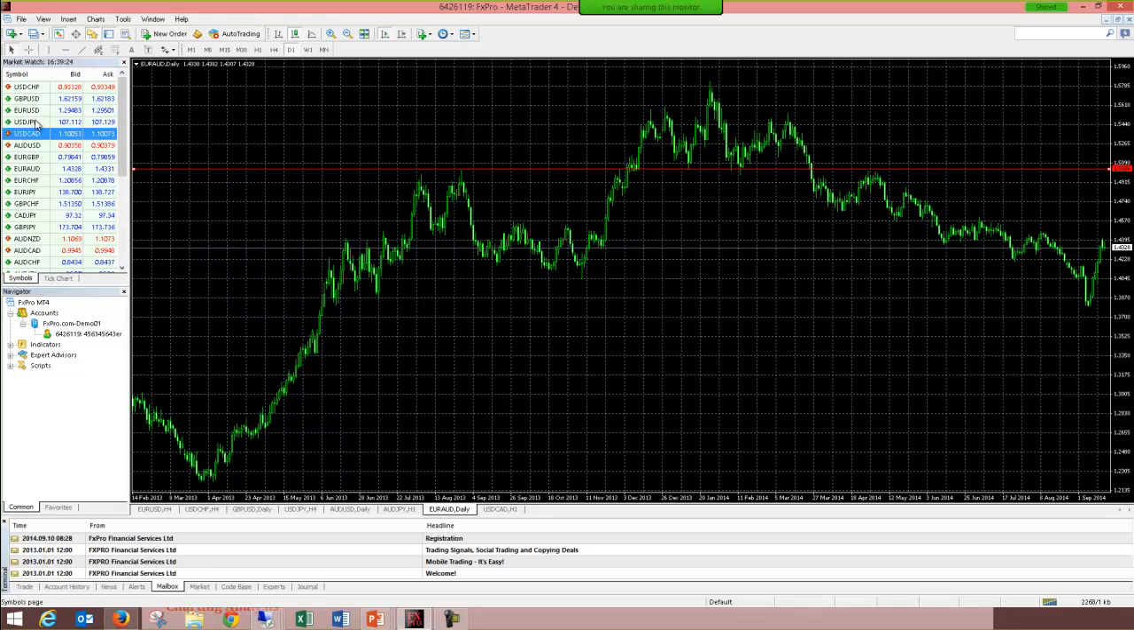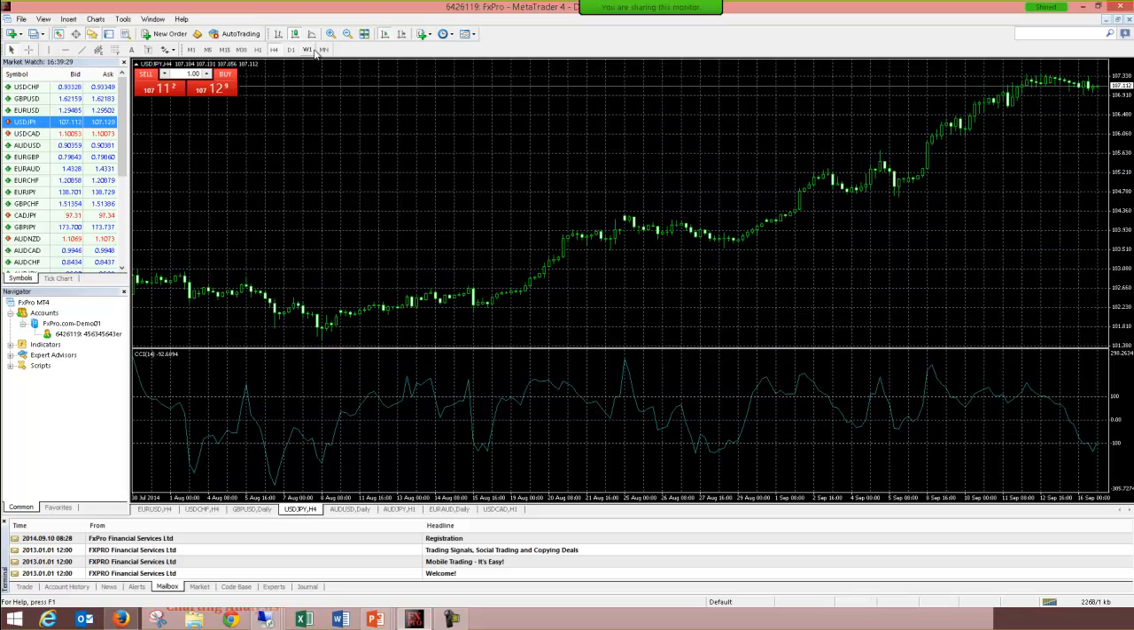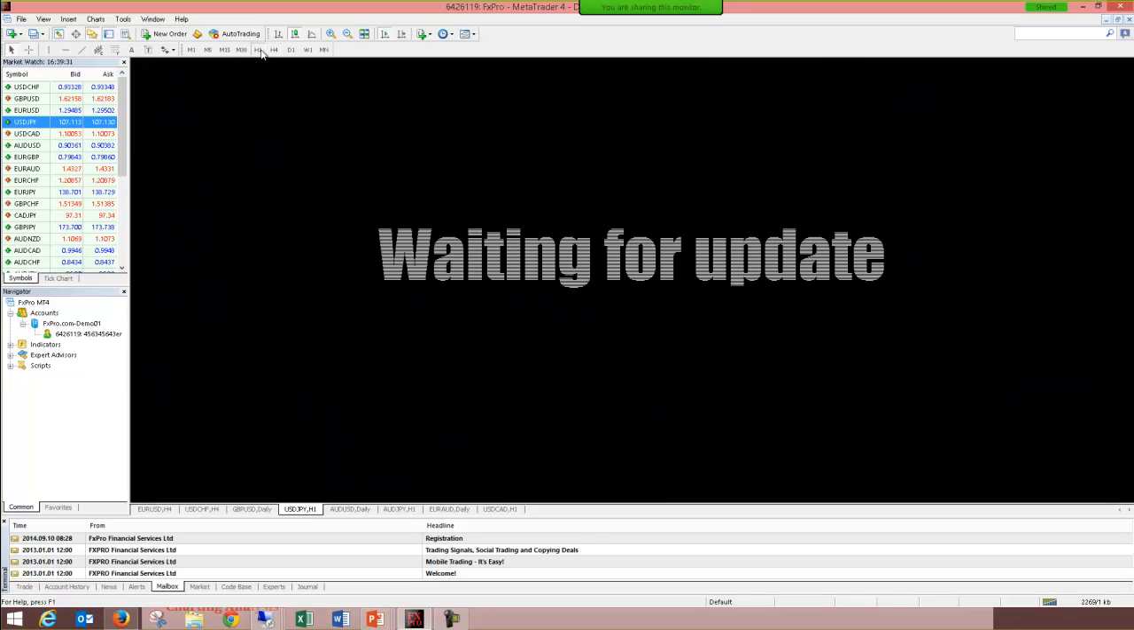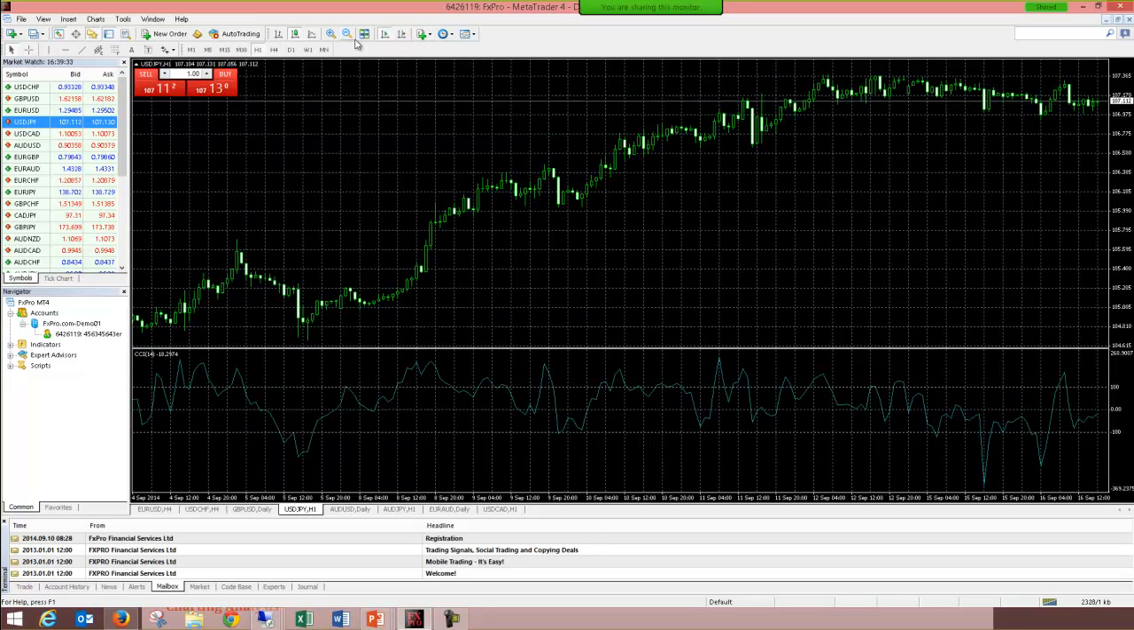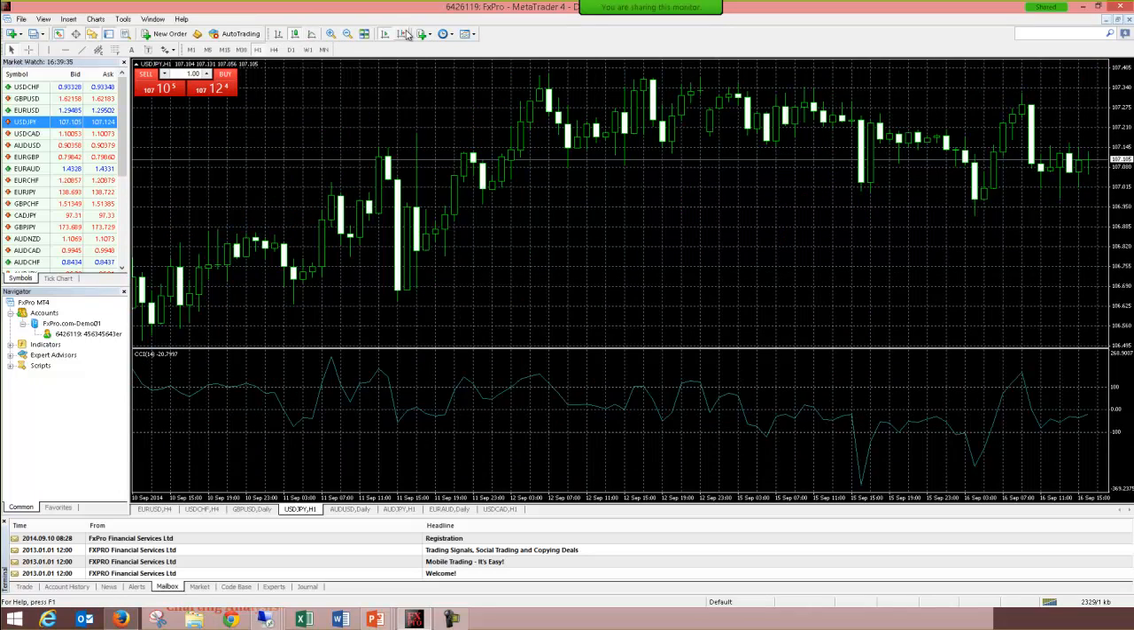So a good example would be, for instance, with dollar yen. I don't know how many of you have been watching dollar yen recently. It's been finding resistance over here at this area, somewhere around 107.30, 107.40.